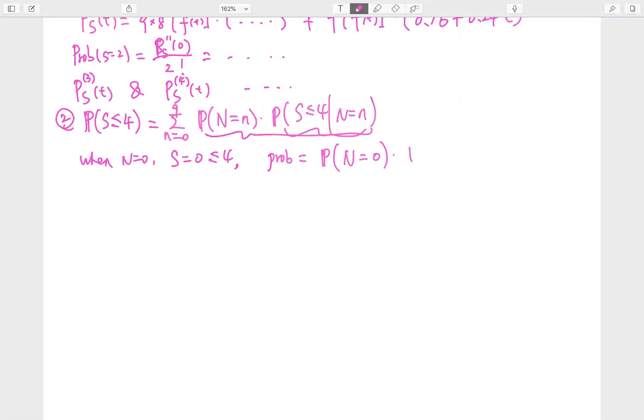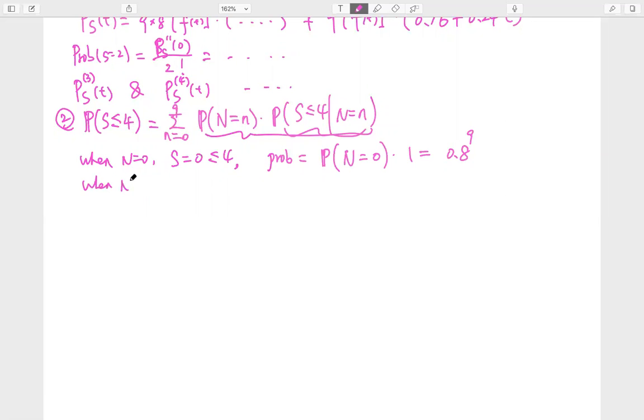When big N equals 0, your s equals 0. 0 is obviously less than 4. It is automatically satisfied. So this part would be the probability that N is 0, and it is a binomial, so its success rate is p to the n.